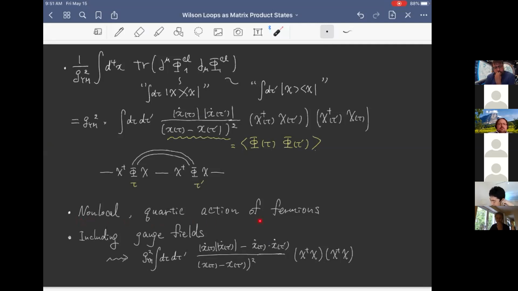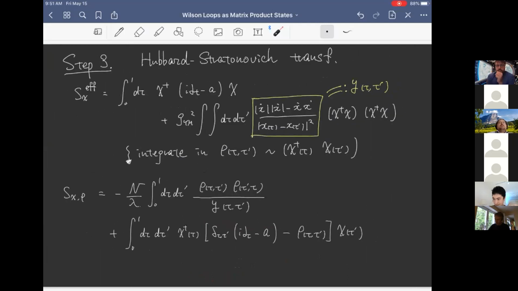So as I was saying, this is a non-local and quartic action of fermions. So far I was doing the integration of the scalar field, but if I include a gauge field, I just need to replace this with a combination of the gauge propagator and the fermion propagator. And this becomes this expression.